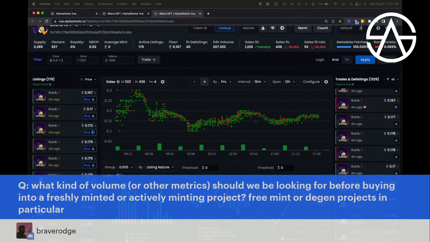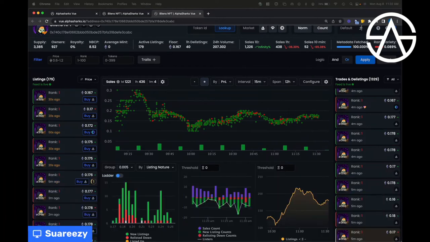Brave Raj: what kind of volume or other metrics should we be looking at before buying into a freshly minted or actively minting project, free mint or degen projects in particular? Personally, man, I follow the volume and the amount of listings that are coming in, because those are correlated to demand and supply, and the more directly correlated they are, the better the metric is actually going to be. So again, that's totally preference on what type of trader you are.